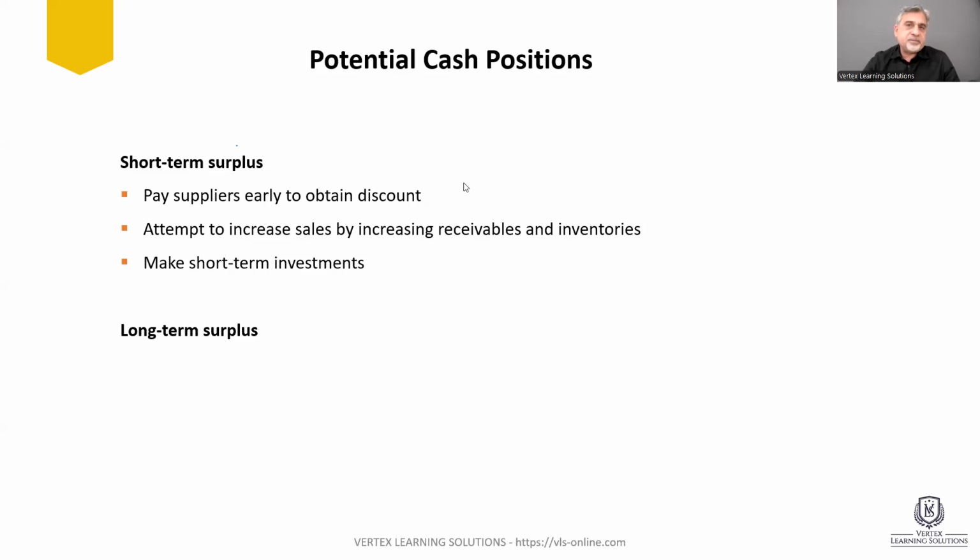If you have long-term surplus, which means that you are regularly generating more cash, so your business is successful, your business model is good, and every month you are adding additional cash, and you can see that you will regularly be adding more cash in the future. So it looks like you are in a long-term surplus position. In this case, you are going for long-term investment. For example, make long-term investment.